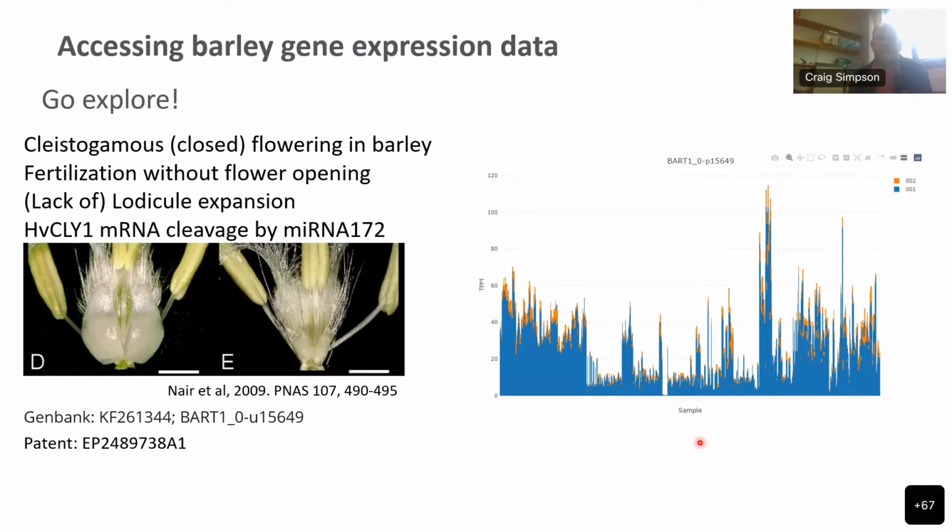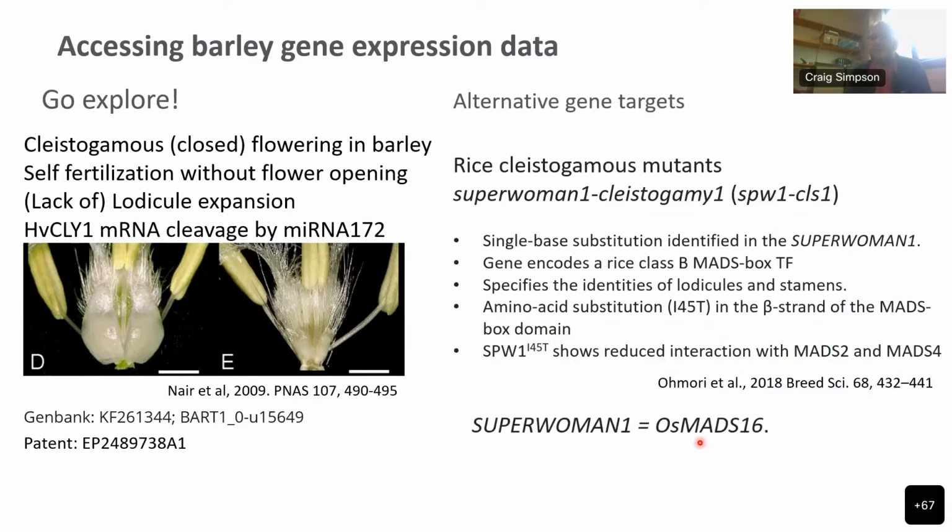So as it's related to a patent, it would be quite nice to have some alternative gene targets. So you can go and look in rice. Rice has a number of mutants that are related to closed flower.